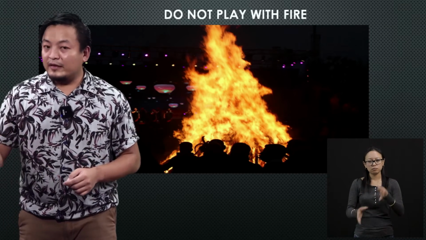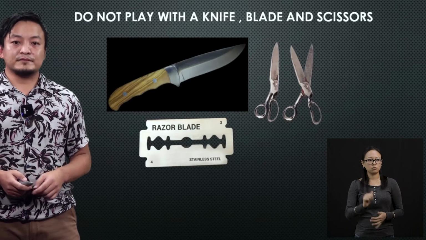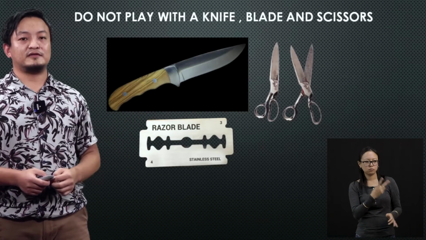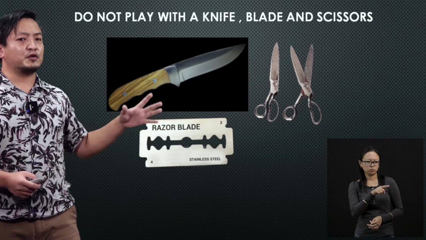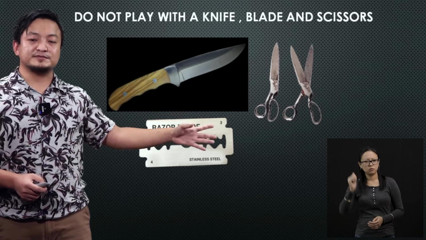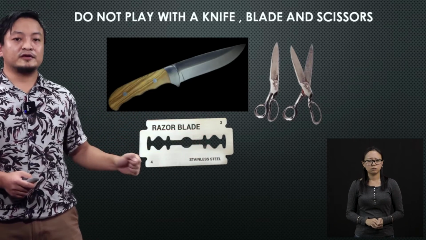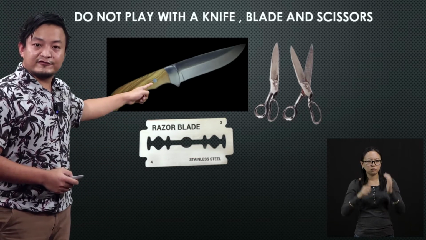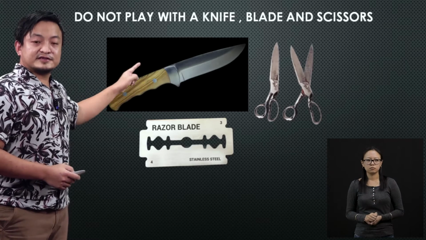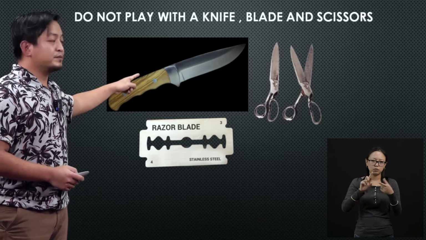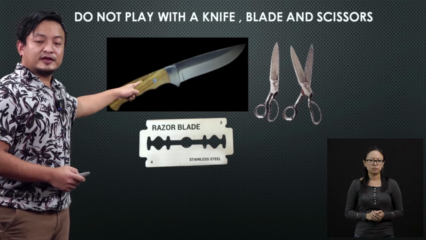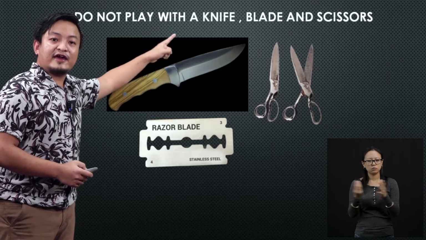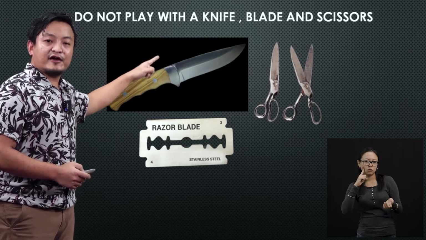Okay. Next thing is all the sharp objects. Are you familiar with all these sharp objects, my dear students? Now this over here is a knife. Now let's spell this together, okay? It is K N I F E.